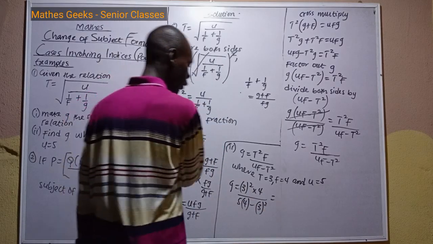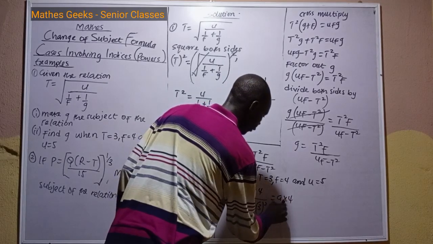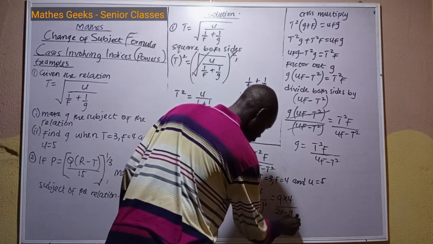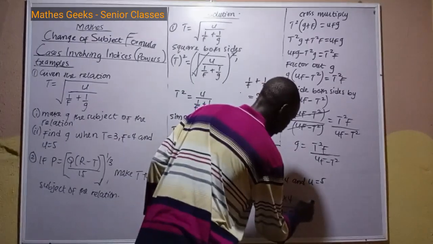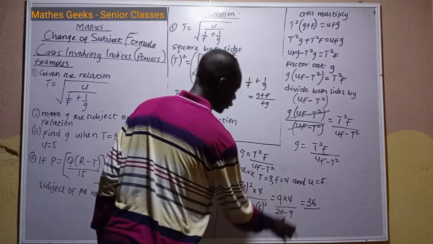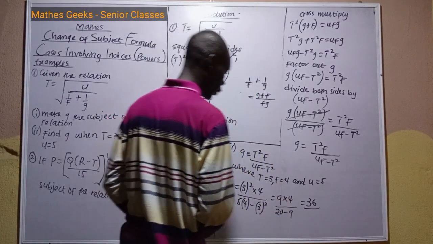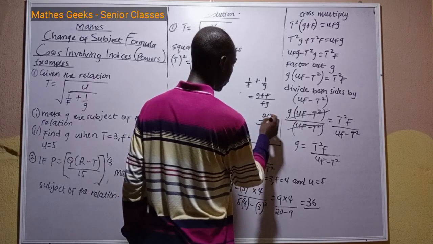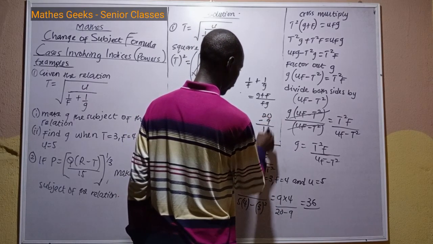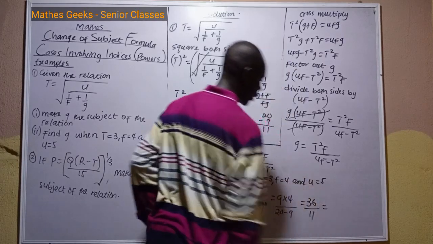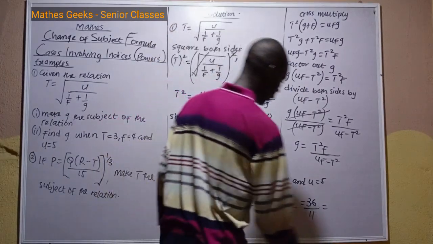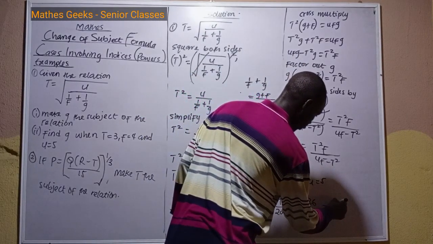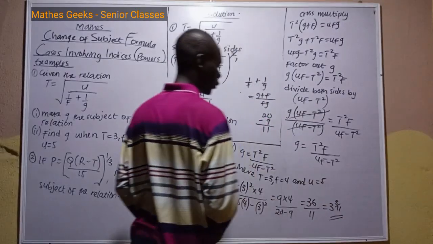So 3 squared, 3 times 3 is 9, times 4, over 5 times 4, 20, minus 3 times 3, which is 9. So that's 36 over 20 minus 9, which is 11. 36 divided by 11 will give you 3 whole number, 3 over 11. That's the final answer.